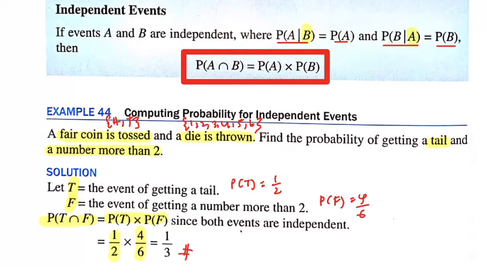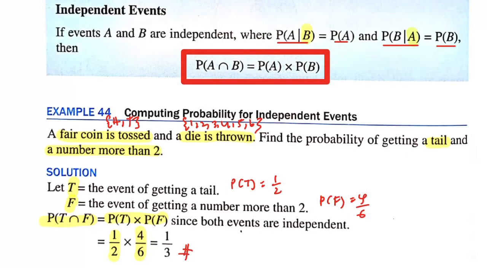Let's see an example here. Find the probability when a fair coin is tossed and a die is thrown. When a fair coin is tossed, your sample space is H, T. When a die is thrown, your sample space is 1, 2, 3, 4, 5, 6. Now find the probability of getting a tail and a number more than 2. Okay, so first let's find PT. Getting a tail is 1 over 2, and F is the event getting a number more than 2, so PF is 4 over 6. So probability of T intersect F is just PT times PF.